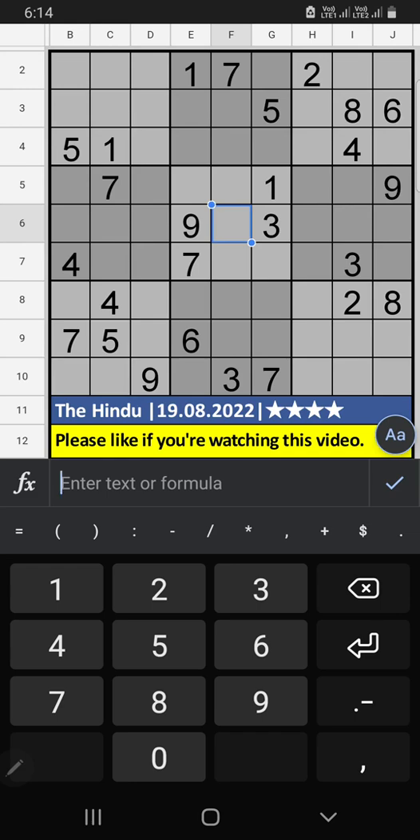Welcome to SkVm Sudoku. I am going to solve the Hindi newspaper Sudoku puzzle on August 19, 2022. 4-star Sudoku.